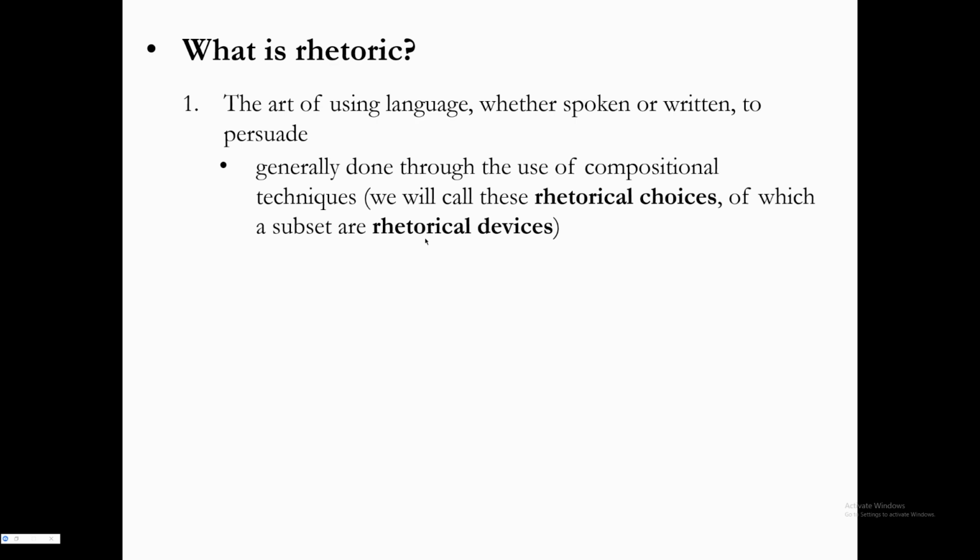Those compositional techniques will be called rhetorical choices in AP English language. Rhetorical choices is a very broad term. It can cover everything from really big, broad rhetorical choices like the decision to use a speech to deliver the point or to persuade instead of using an essay. It could cover the structure of a text. It could cover the use of colors or details in an image. It's a very broad term.